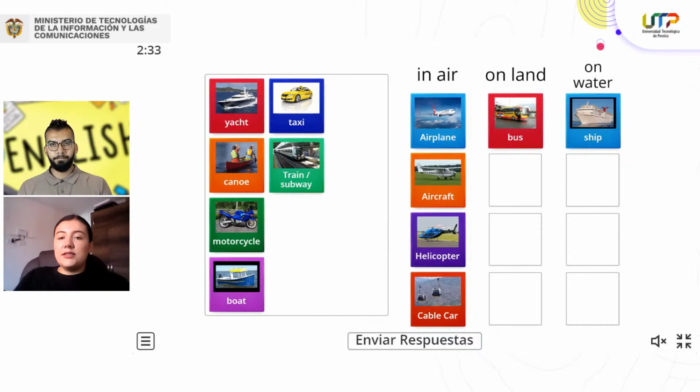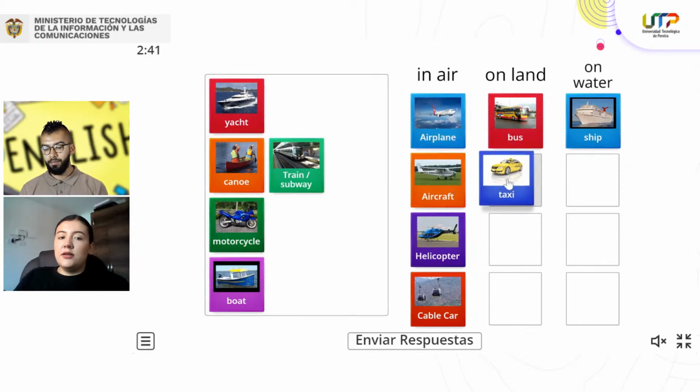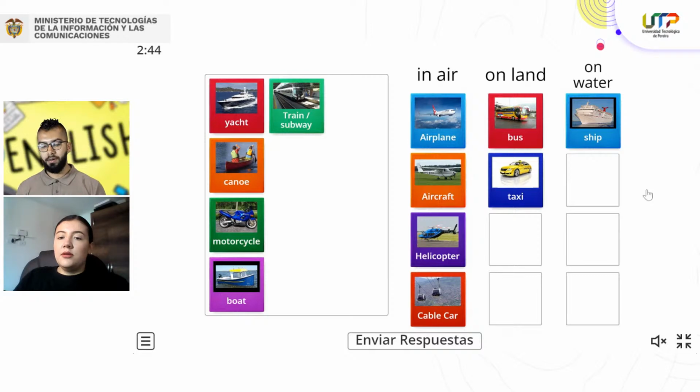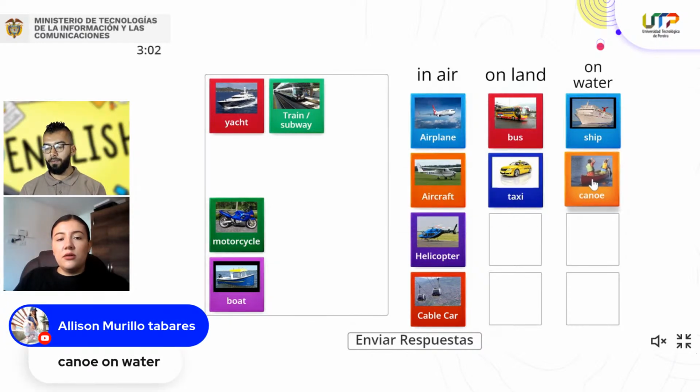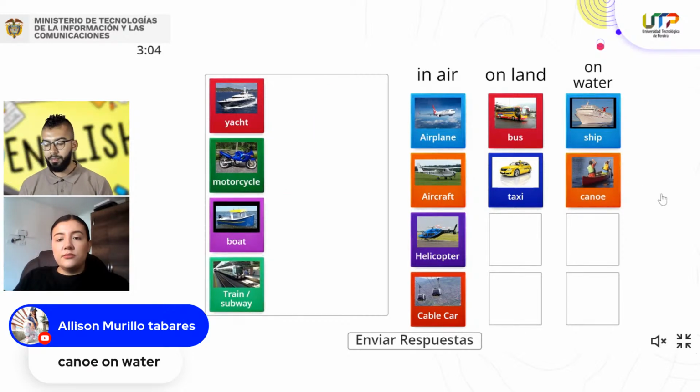All right. We also got Alison Murillo, and she says taxi on land. The taxi on land. That's true. The taxi, it's a car, and the car moves on land. We got another one from Alison, and she says canoe on water. Canoe, very good. On the water, of course. It's similar to a boat, but the size changes a little bit. It's narrower and longer, but yes, it also moves on the water. Very good, Alison.